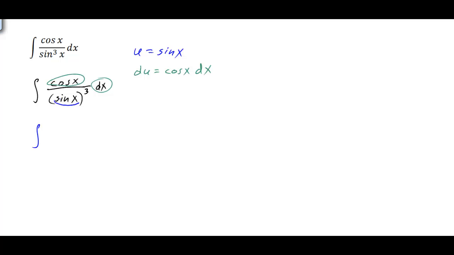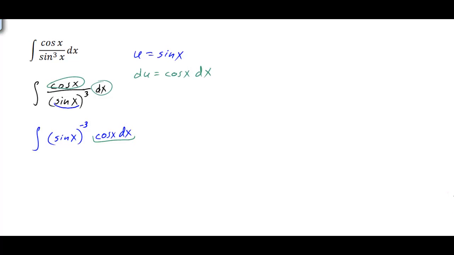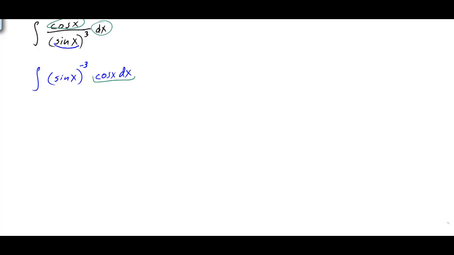So if we rewrite this, I could bring sine x to the top, and if I did that, I'm going to write it as sine x to the negative 3 cosine x dx. And again, I'll group all this du together so we can easily identify that. All right, so now we have the integral of what? u to the negative 3 du. So that becomes u to the negative 2 divided by negative 2 plus c.